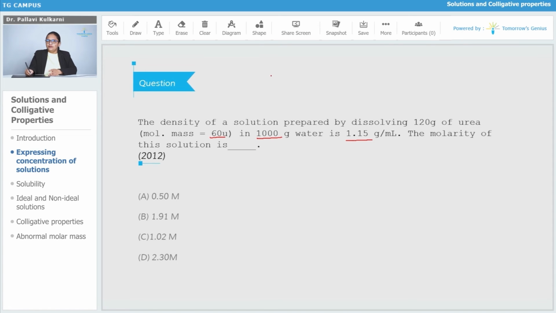First of all, we know molarity is equal to the number of moles of solute divided by the volume of the solution in liters. Or if it is not given in liters, the formula will be the number of moles of solute divided by volume in milliliters, multiplied by 1000. So what is the first requirement? The first requirement is to find the number of moles as well as the volume of the solution. Volume is not given, but the mass of the solution is given.